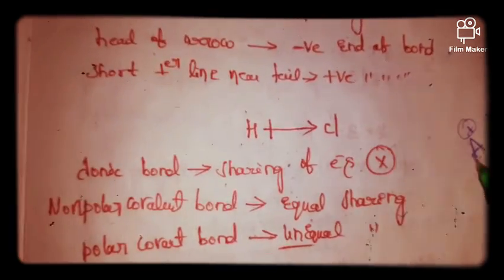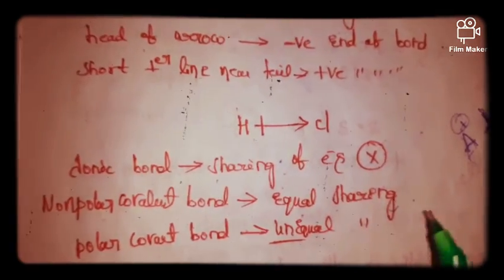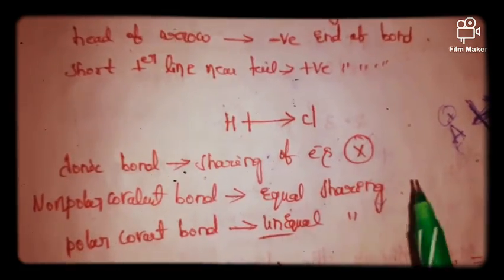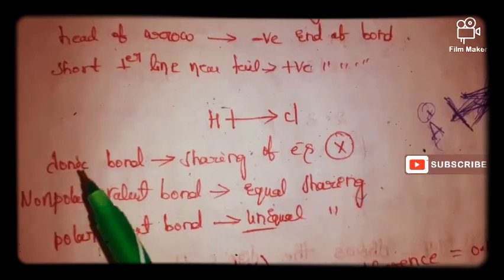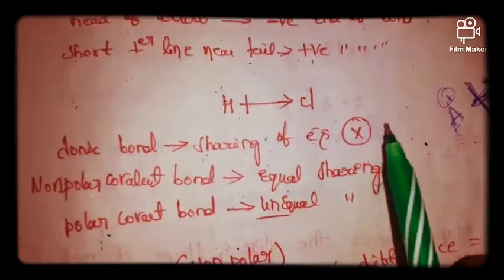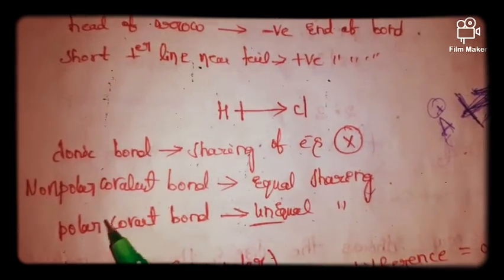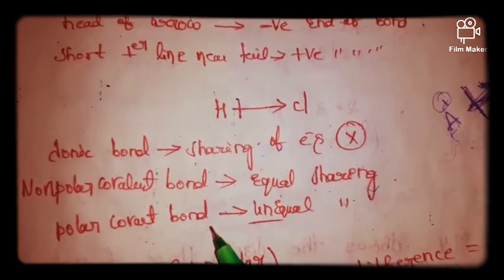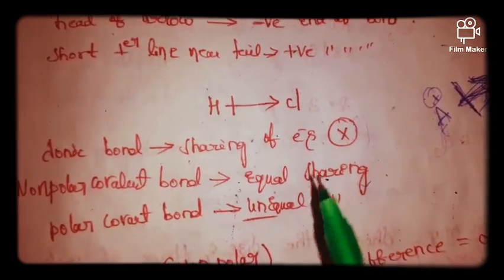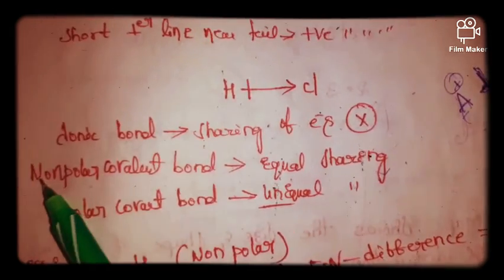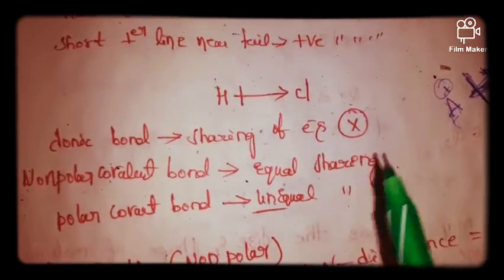Just try to remember these 3 points, friends. These 3 are the key points, and these are basic things. Just try to remember once more. In an ionic bond, sharing of electrons is absent. In a polar covalent bond, polarity means difference, so unequal sharing is present. Non-polar means equal sharing is present.